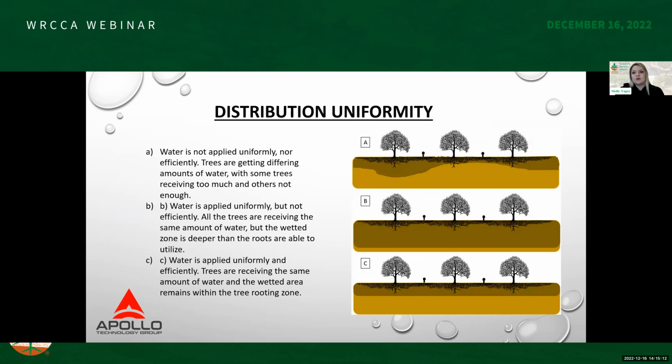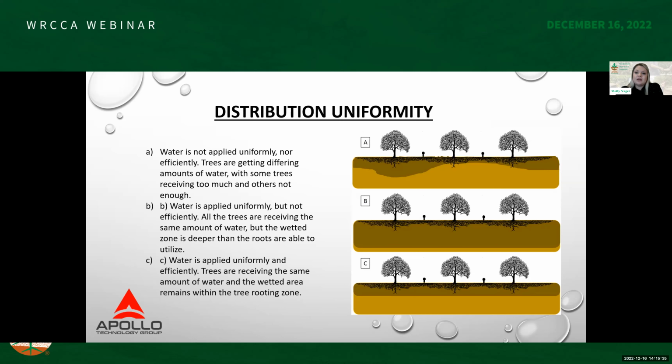So here's a visual image of what distribution uniformity looks like. The top portion of the photo is showing very poor uniformity. So some trees are being overwatered, some trees are being underwatered. And if you are again fertigating, you can bet that they're also being over fertilized and under fertilized.